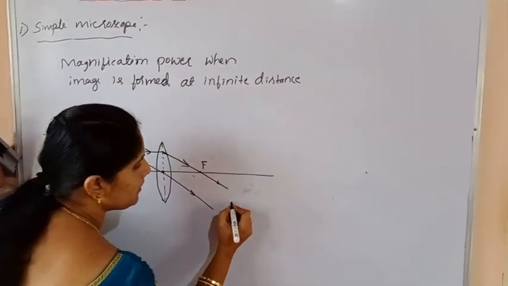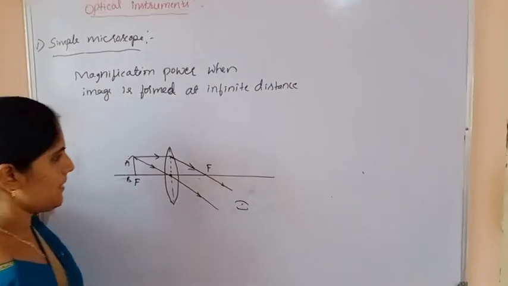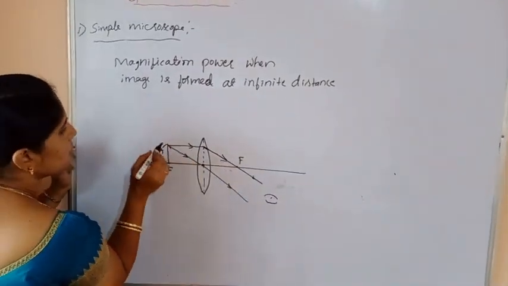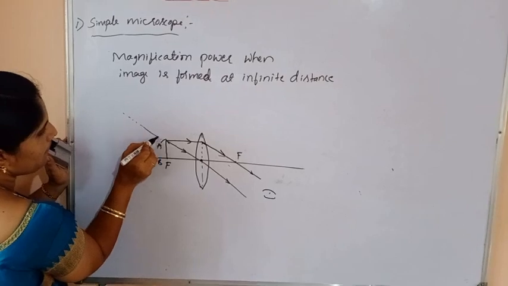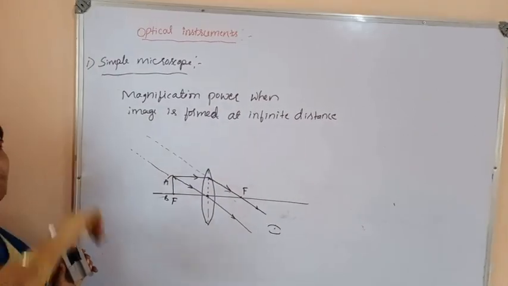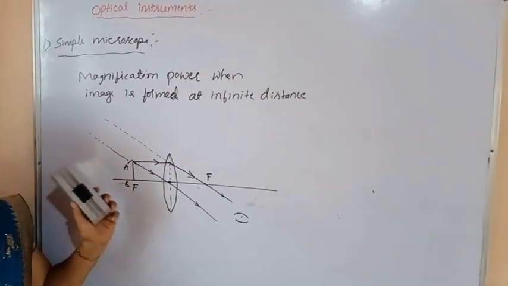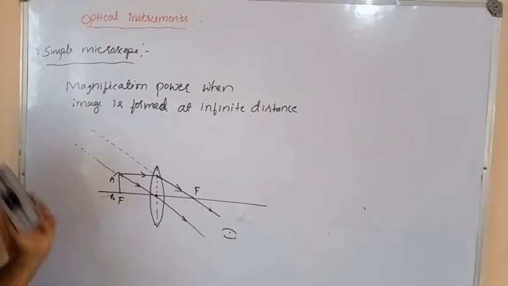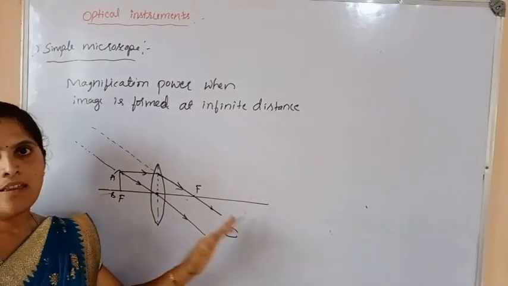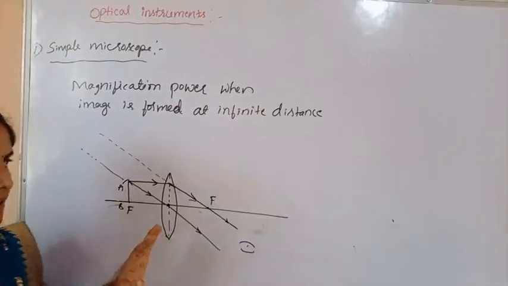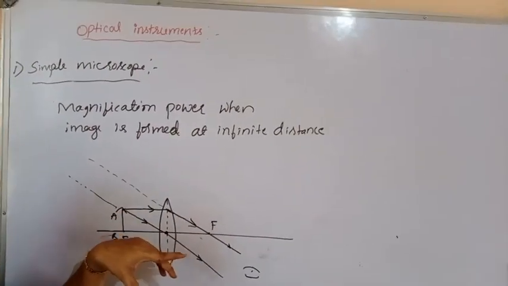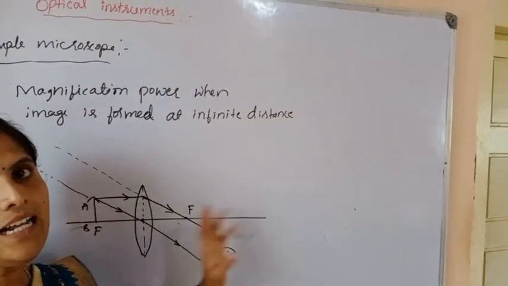An observer sees these two refracted rays from this position. If we extrapolate these rays in the backward direction, they cannot meet at a finite distance. That's why the image is formed at infinite distance: after refraction the rays move parallel, and parallel rays cannot converge at a finite distance. So in this situation, the image is formed at infinite distance.